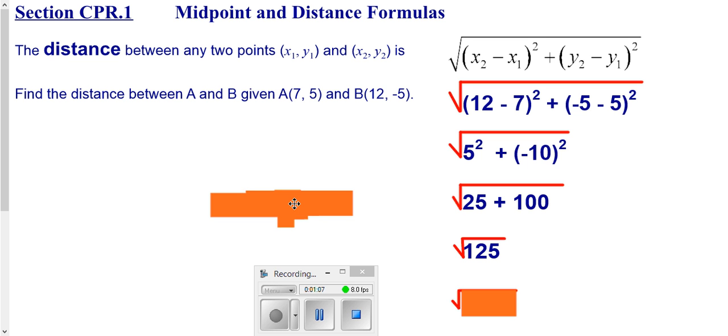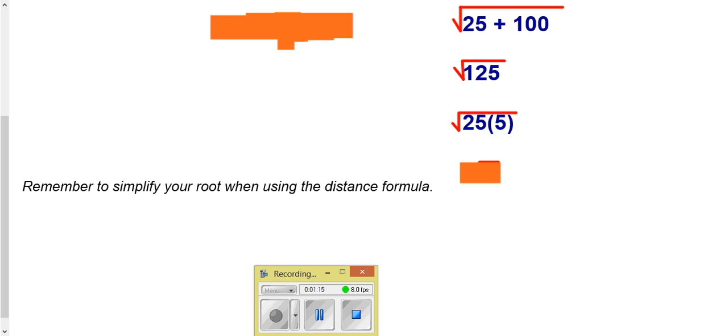Then we need to remember about simplifying roots. We want to look for factors that are perfect squares. We do that. And we can say, oh, I know the square root of that 25. That's a 5. I'll put that in front. My other 5 that I have left inside stays there. So that's the distance formula. Just remember to simplify your roots and do not approximate unless it tells you to do so.